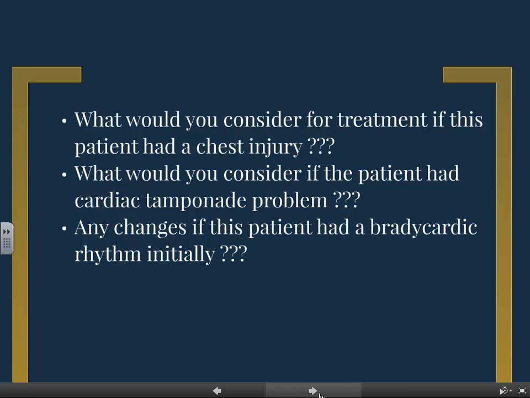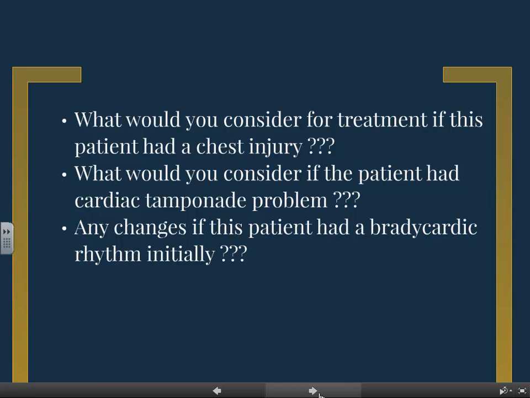Any changes if this patient had a bradycardic rhythm initially? A bradycardic with a pulse initially? What if it was a bradycardic without a pulse? So yeah, if it was bradycardic with a pulse, then we'd go through the symptomatic bradycardia algorithm. If it's a bradycardia on the monitor but there's no pulse, that's PEA. We're just going to do the same thing.